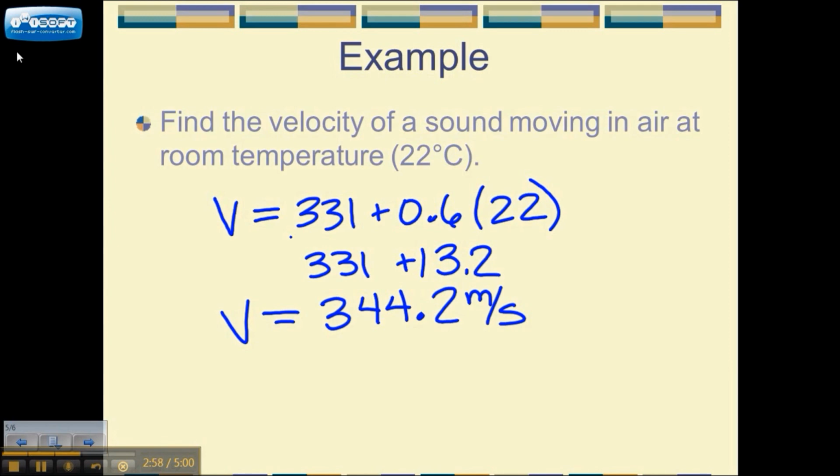Now this equation works only for speed of sound in air. It does not work for speed of sound in any other medium. If we were looking for speed of sound in water or a solid, we'd have to use a different equation with a different initial value and a different factor to then increase and decrease by. So again, this is only speed of sound in air.